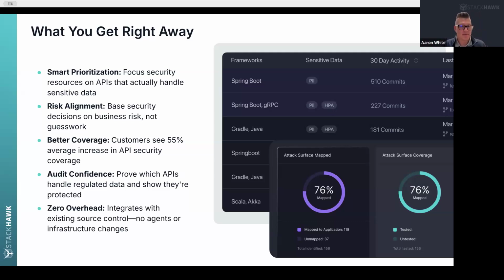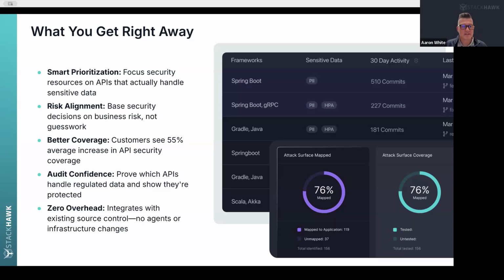then helping them get those APIs under test so they can ensure that they've got that compliance and audit history of things that need to be under test. Providing audit confidence, we can show which APIs exist that have regulated or sensitive data in them and give you that testing history. And it's zero overhead.